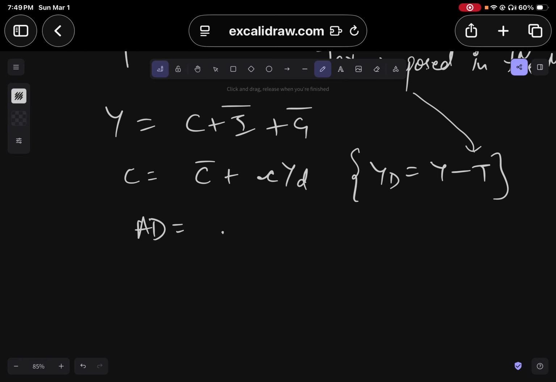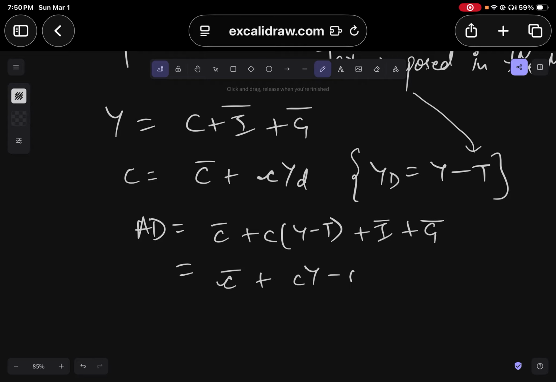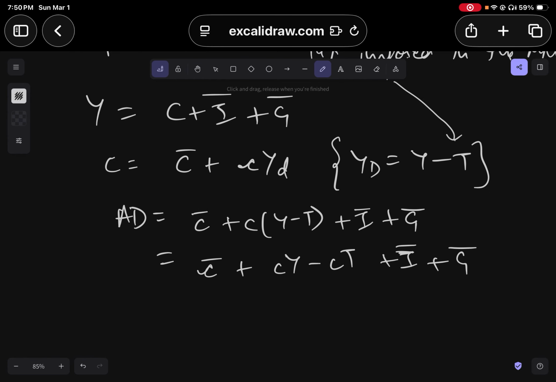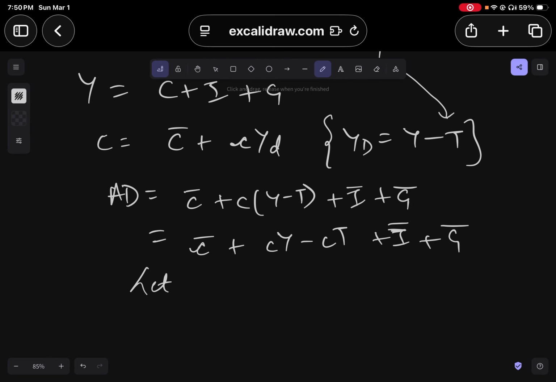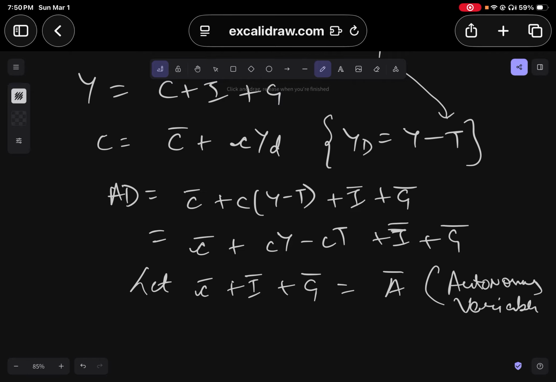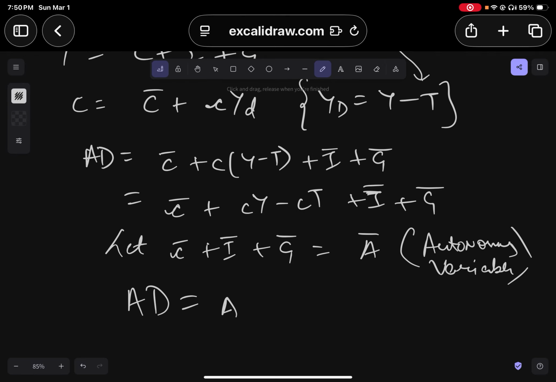Now we write it in the equation: AD equals C bar plus C(Y minus T) plus I bar plus G bar, which will be C bar plus CY minus CT plus I bar plus G bar. Now we let all the autonomous components, C bar plus I bar plus G bar, equal A bar, the autonomous variable. Then AD will become A bar minus CT plus CY.